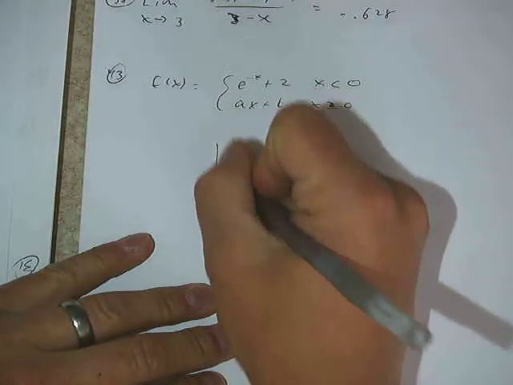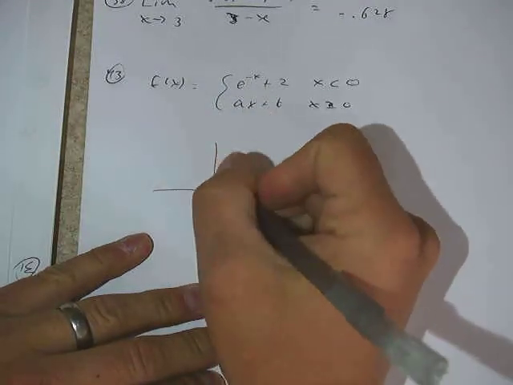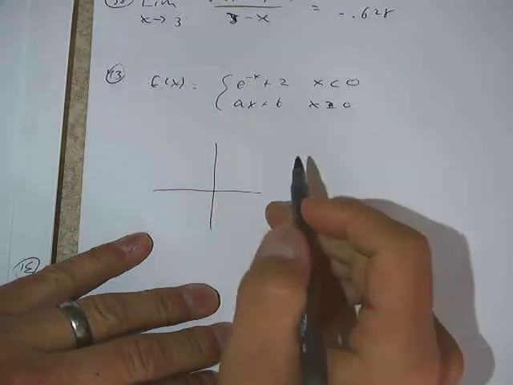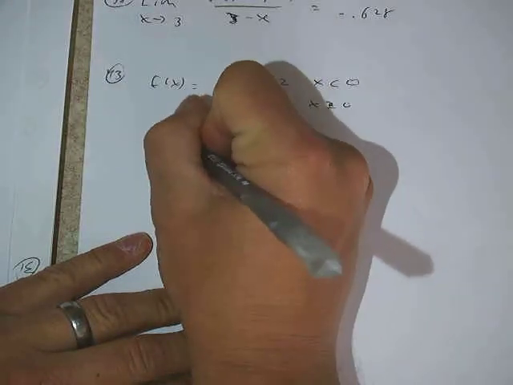43, we have a piecewise function given, and it's e to the negative x plus 2 for x less than 0, that is, and then ax plus b for x greater than or equal to 0.